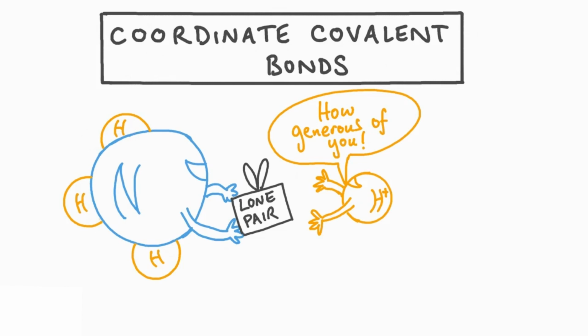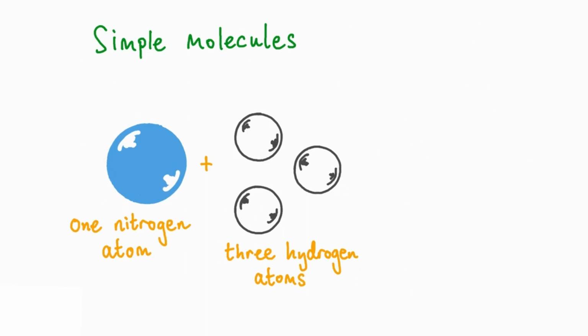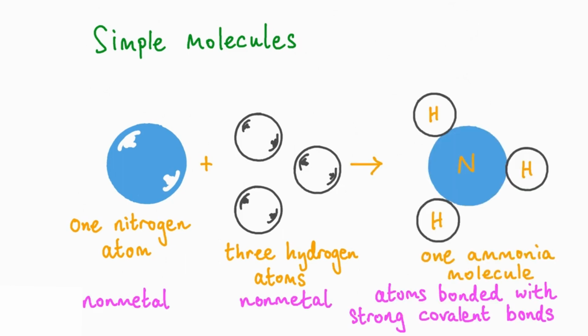In this video, we will learn how to describe and illustrate coordinate covalent bonds in simple molecules and metal compounds. Molecules are formed when two or more atoms bond together. The atoms may be the same element or from different elements. It does not matter. When the atoms that are bonded together are non-metals, they are held together by strong covalent bonds. Ammonia is an example of a molecule that contains strong covalent bonds.